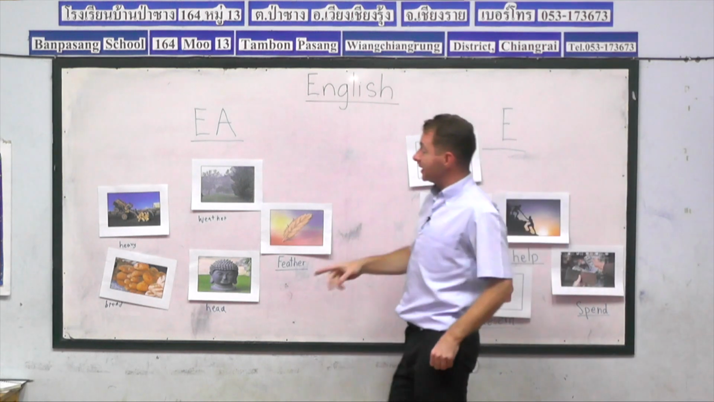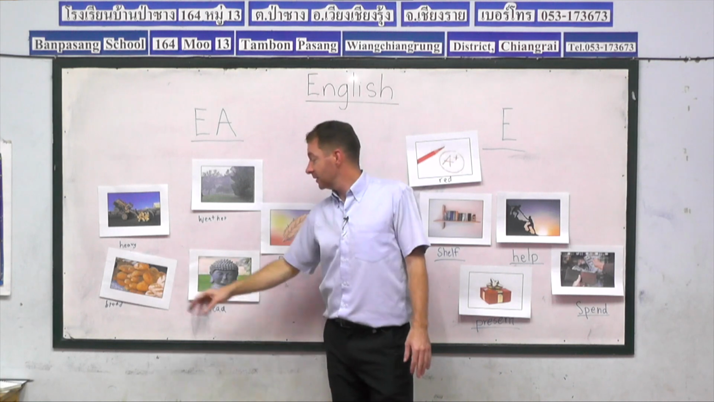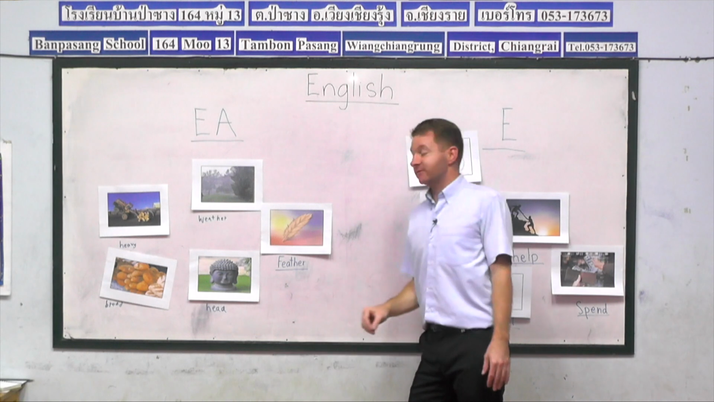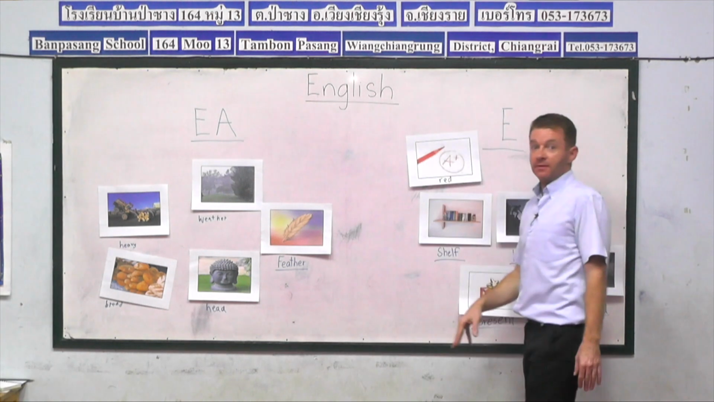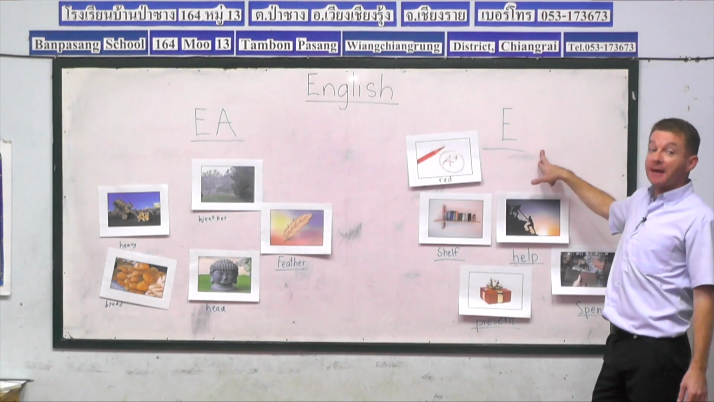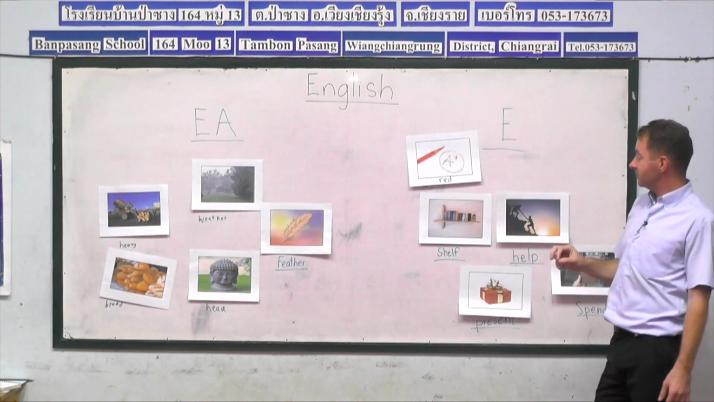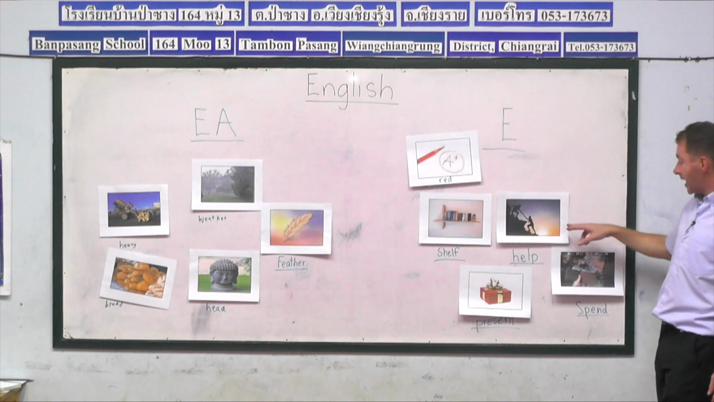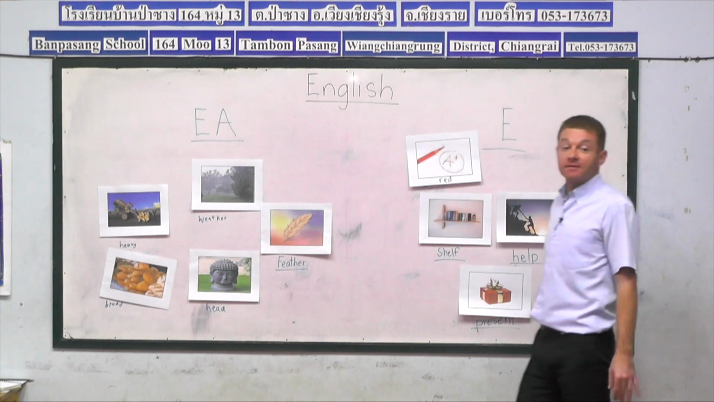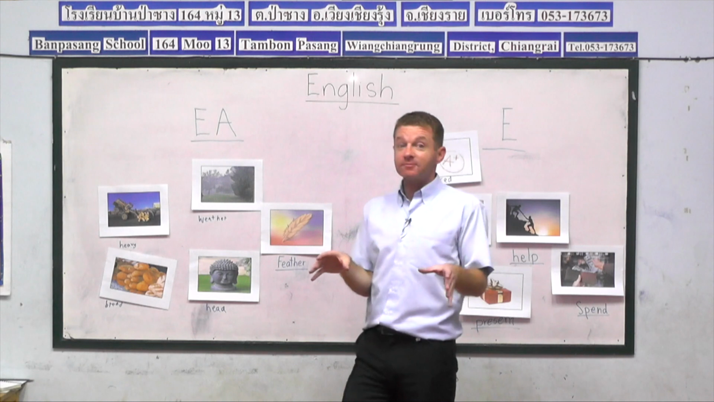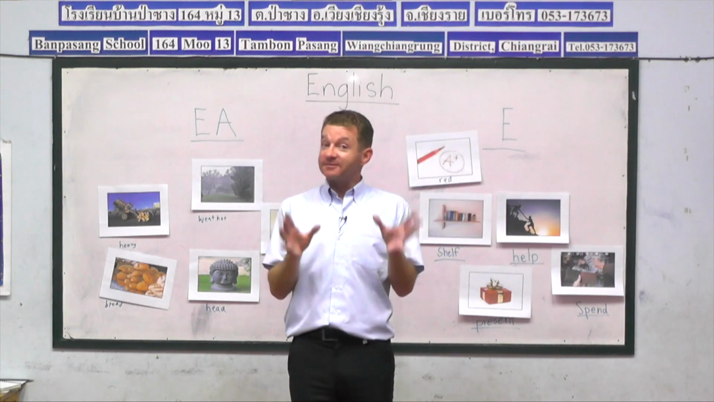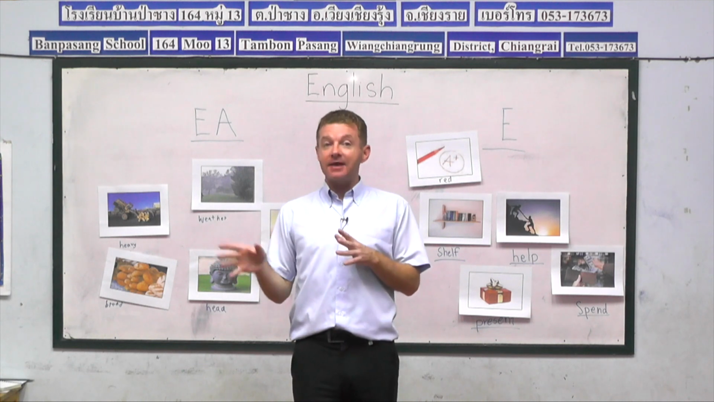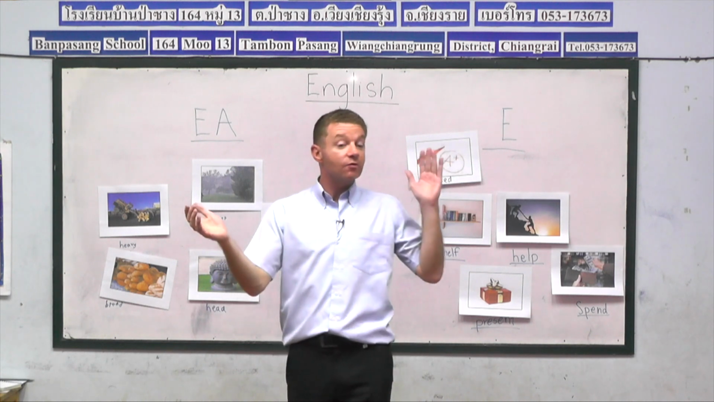The E-A spellings: heavy, bread, weather, head, and feather. And finally, the E spellings: red, shelf, present, help, and spend. This is how the same words with the same spellings or the same sound are spelt differently, either E-A or E. So very well done, guys. That was great.